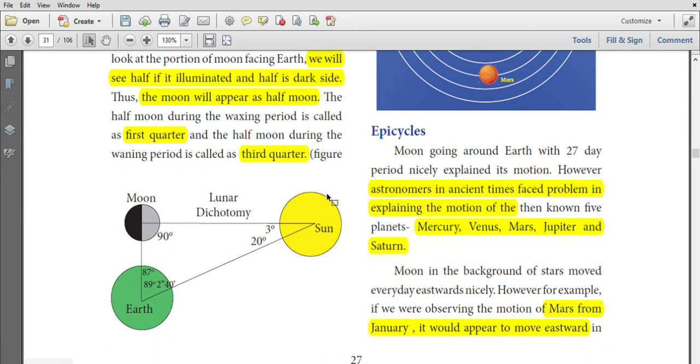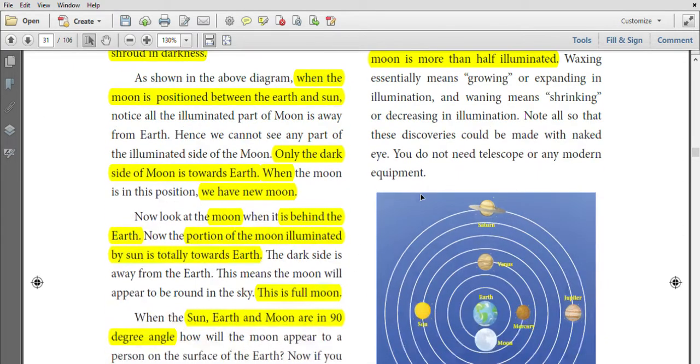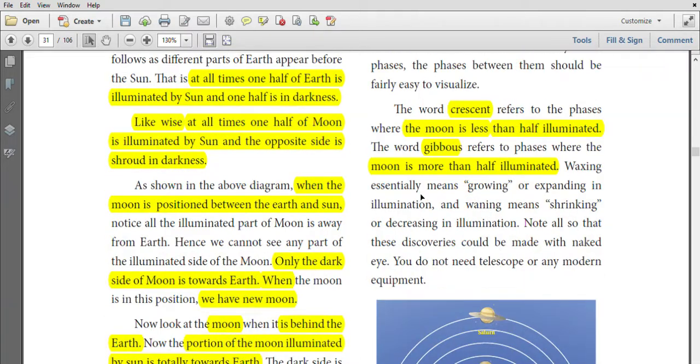Moon, earth and sun are at a 90-degree angle. Half of the moon is illuminated by the sun and half of the moon is in darkness. When we see from the earth, half the moon is darkness, half is brightness. Crescent means growing moon, Valarpirai. Crescent, the moon is less than half illuminated. Gibbous moon is more than half illuminated.